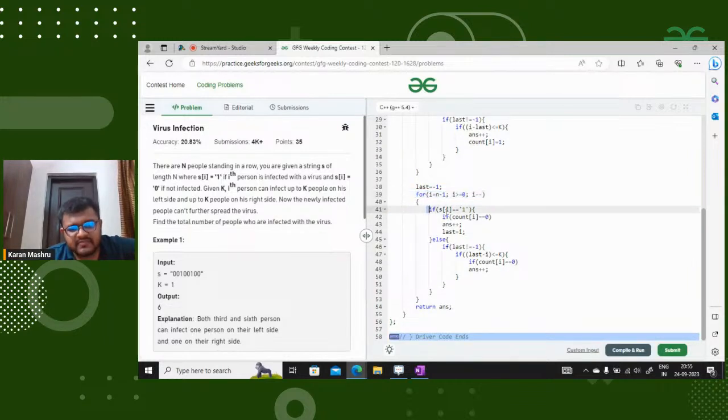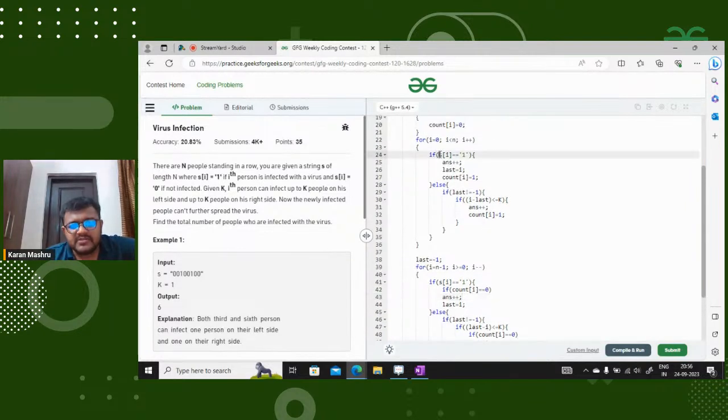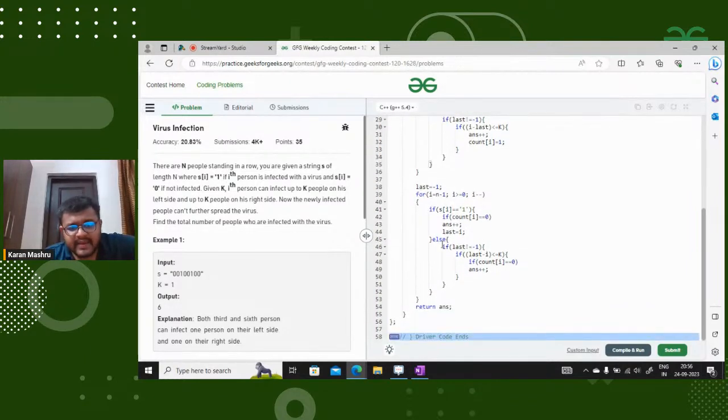If a person is infected and count of I equals 0, then only increment my answer. But that would not be possible, because whenever we found a person to be infected, we marked the count of I as 1. So one person is not counted twice while moving from right to left and left to right. But you need to change the last variable. So the last encountered person will become I in line 44.